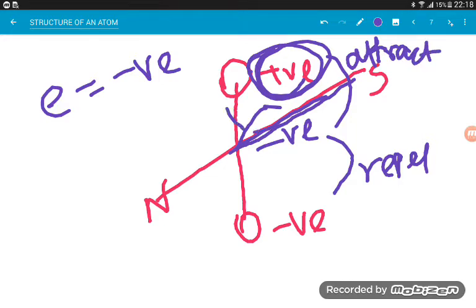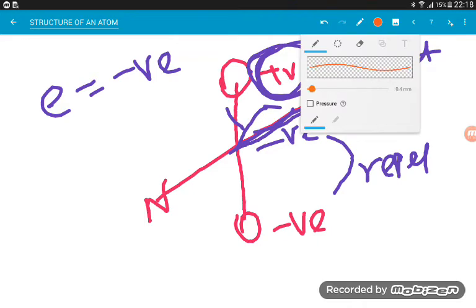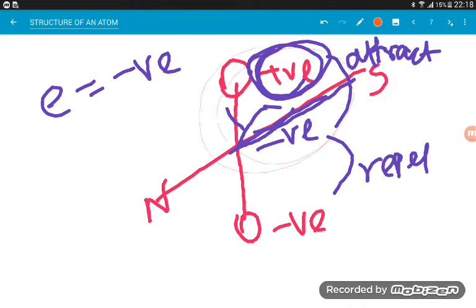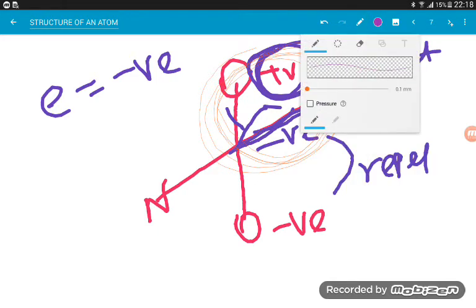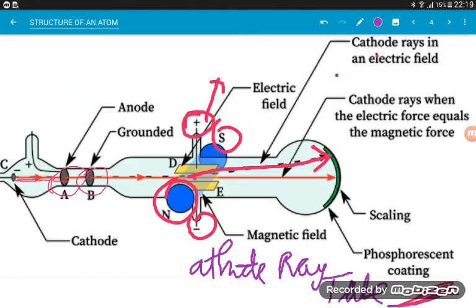So by increasing this particular thing, by increasing the positive charge, you can actually bend this flow of rays towards the positive charge. You got my point, right? You can actually bend the flow of rays towards the positive charge, right? Now let us go back to the diagram.